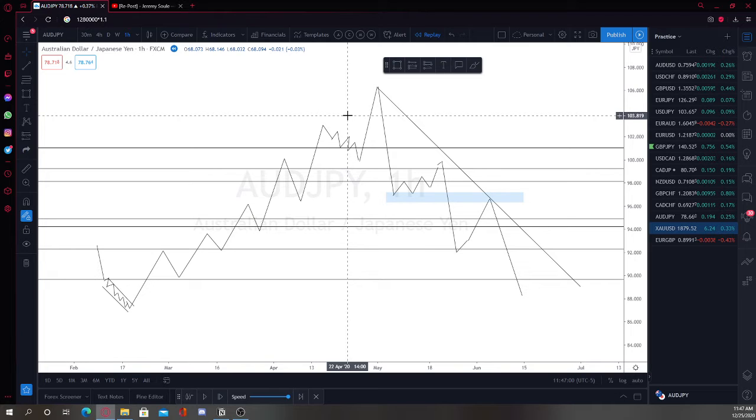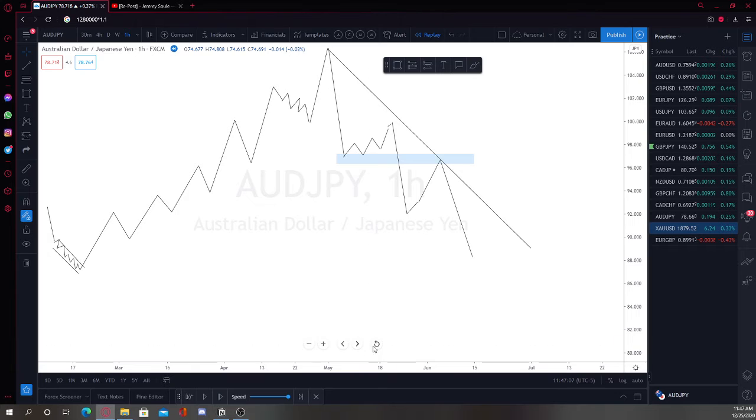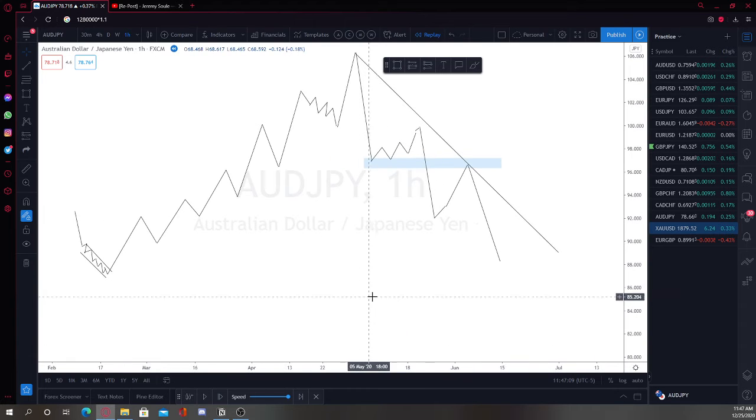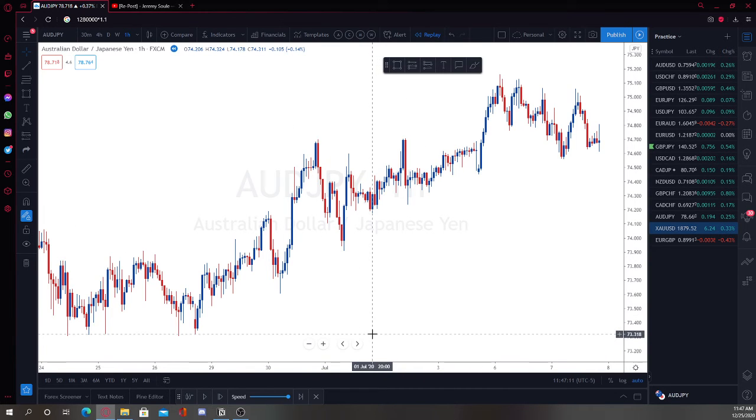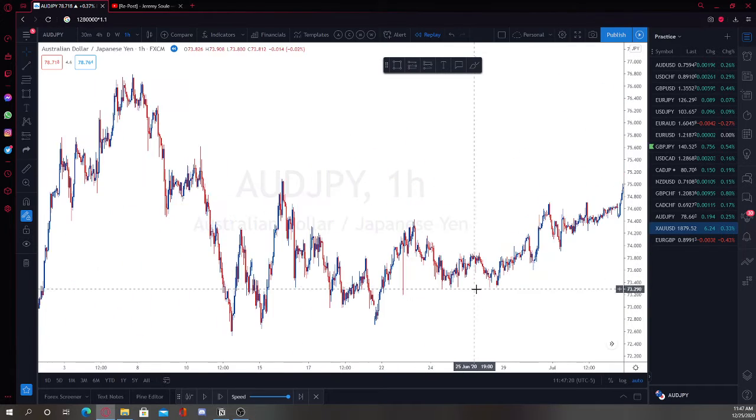Especially if you're day trading. You don't need all those lines on your chart, at least in my opinion. Okay, but at the end of the day, it's your chart. You can do what you want to do with it. But let's go ahead and find a few examples. One of my favorite pairs to actually see this on, or probably the easiest pair to see this on, at least to me, is AUD JPY.